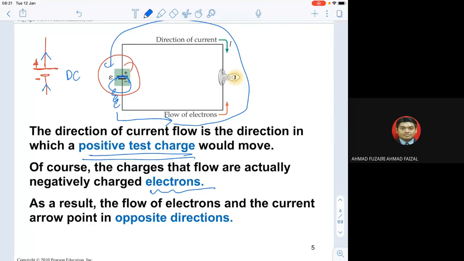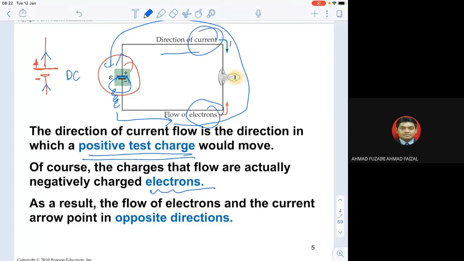In this case, the direction of current is actually against the direction of flow of electrons. You should know about this theoretical part of the electric circuit. The flow of electrons and the current arrow point opposite to each other. The direction of current comes from the positive terminal and goes to the negative terminal. But when they ask you about the flow of electrons, look here, this is electron, this is current. They are two different things.